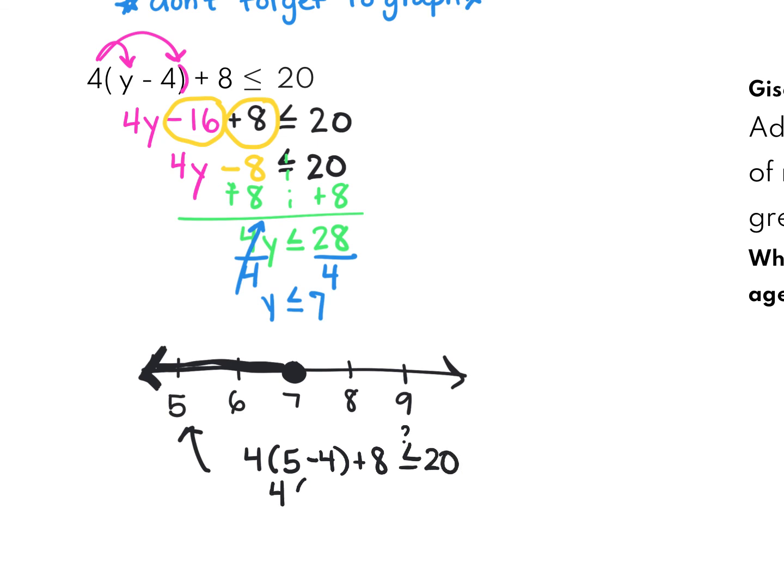Well, 5 minus 4 is 1. 4 times 1 is 4, plus 8 is 12, is indeed less than or equal to 20. I've checked, and I'm done with this example.